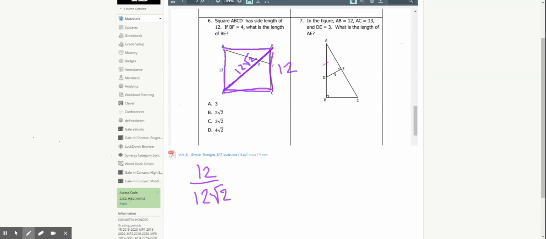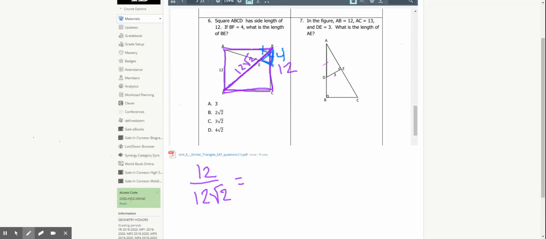Question number 6 is also a square. So I know that's 12, that's 12, that's 12, that's 12. Because this is the hypotenuse, I know that's 12 on the square root of 2, right? So if the whole thing is 12 on the square root of 2 and 12 on the square root of 2 and 12, I can make a ratio out of that. The side over the diagonal. And then I know that in this triangle, I've got a 4, and I'm looking for that piece right there.